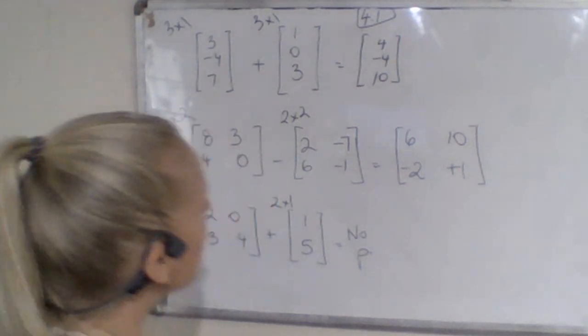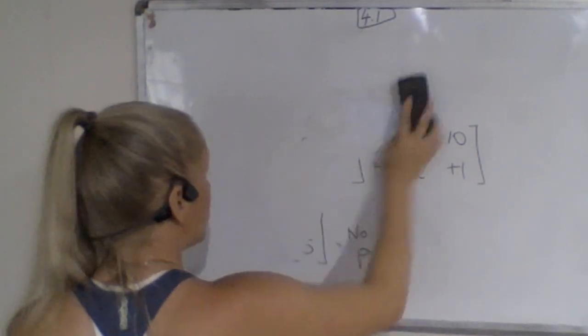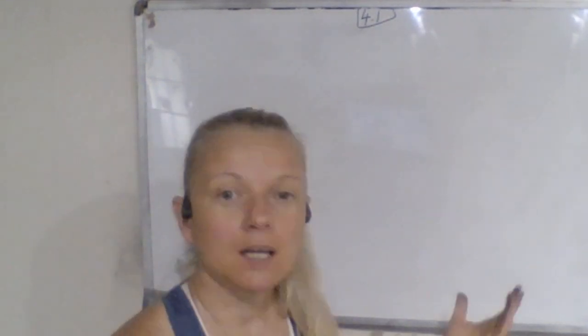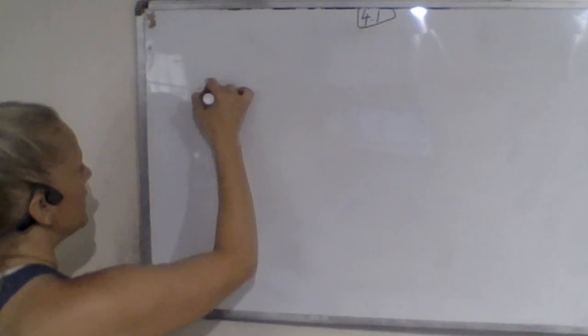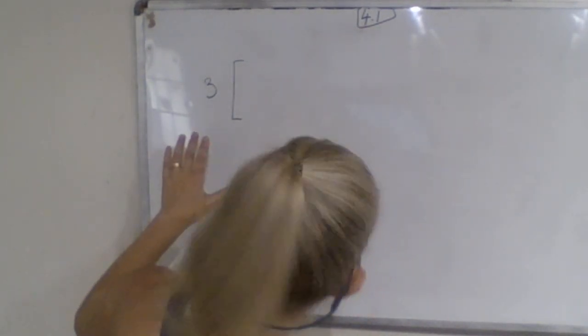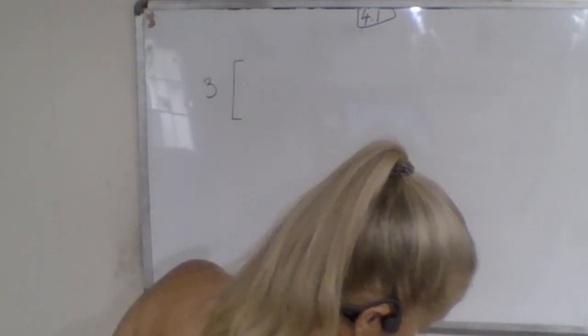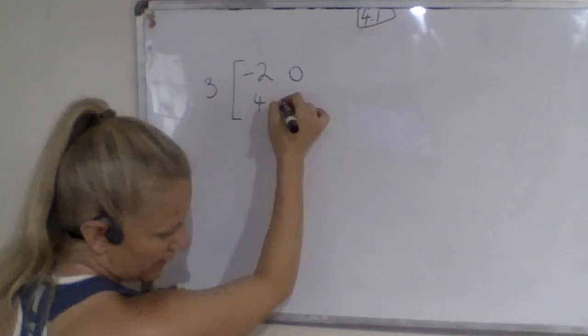So this is how we add or subtract matrices. And the one thing we want to remember is you cannot add or subtract matrices unless they have the same number of rows and columns. That changes when it deals with multiplication. But right now, we're going to do multiplying a matrix by a scalar. What does that mean? Here it is. 3 times, a scalar is just a number, just sits out there on its own, and it's not in matrix form. Negative 2, 0, 4, negative 2, 0, 4, and negative 7.